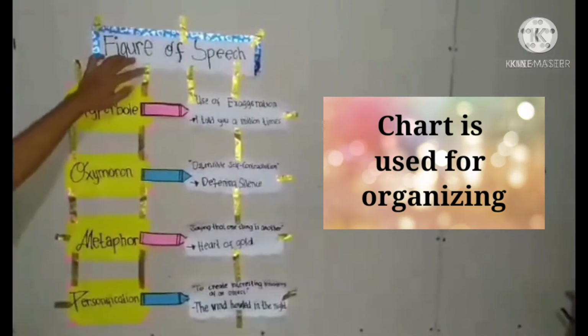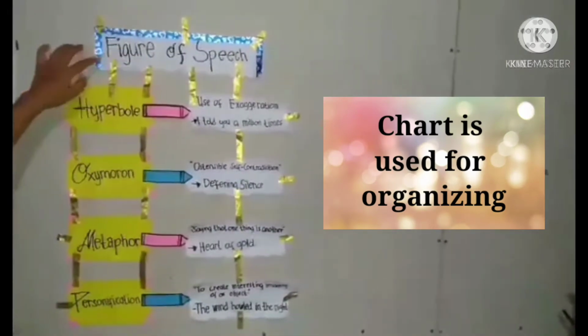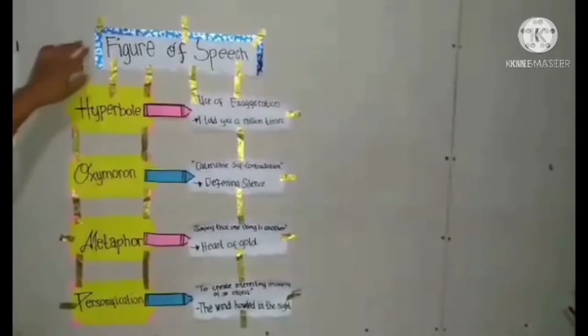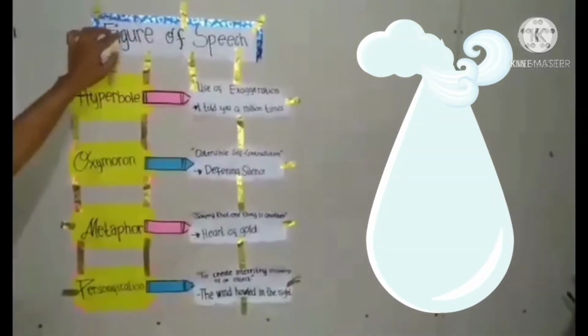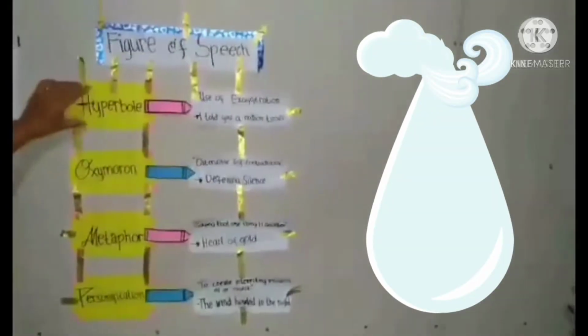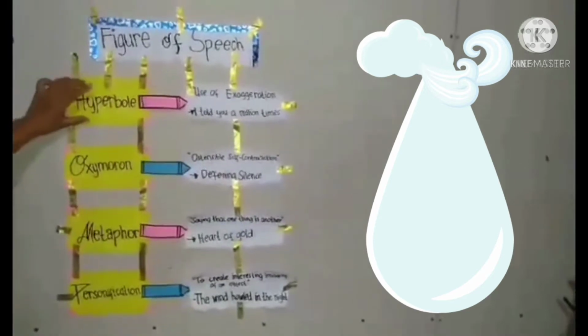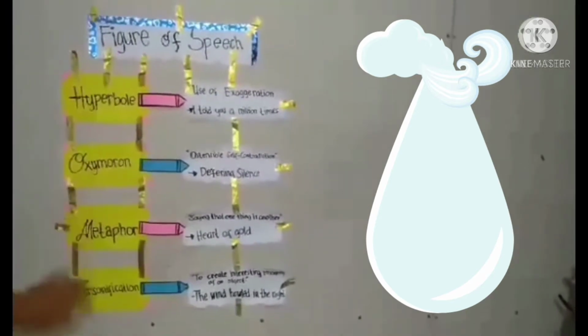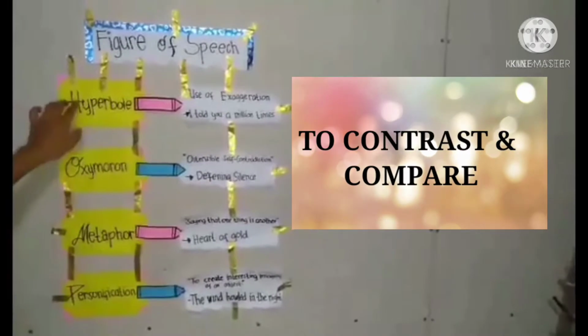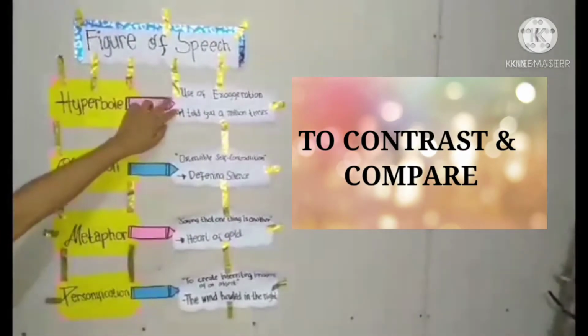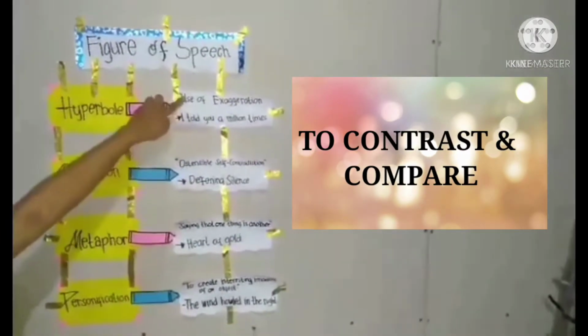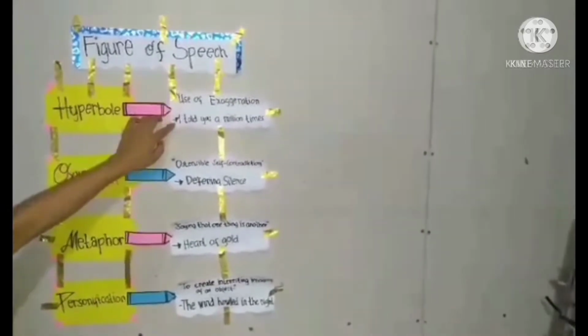Now this chart is to compare and contrast. The title, or the head, is Figure of Speech, and these are examples of figures of speech: hyperbole, oxymoron, metaphor, and personification. It also provides the definition of the figure of speech and, of course, the examples.